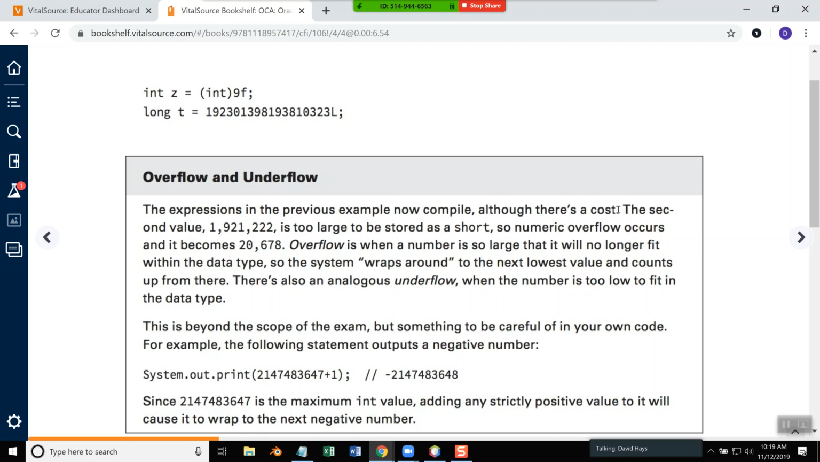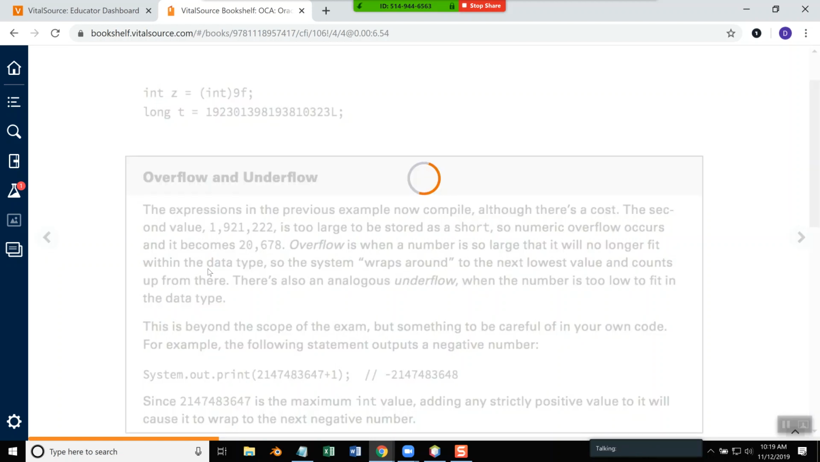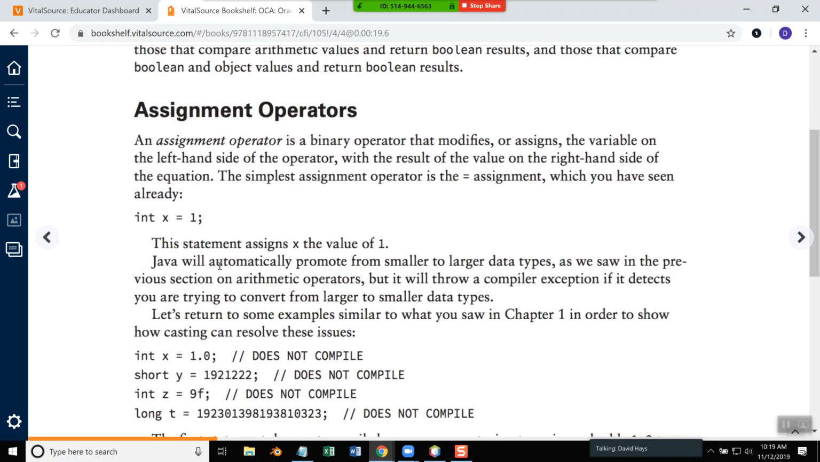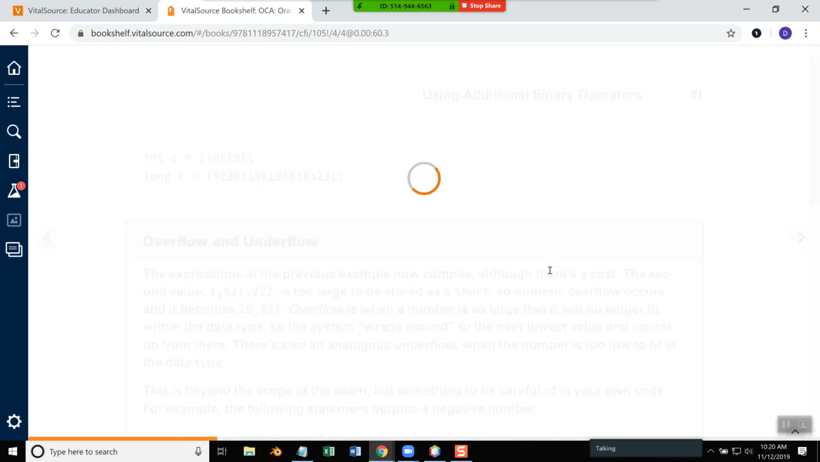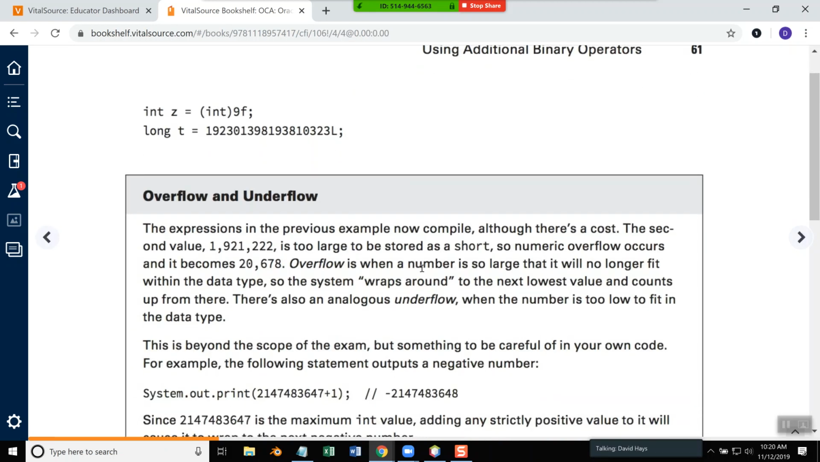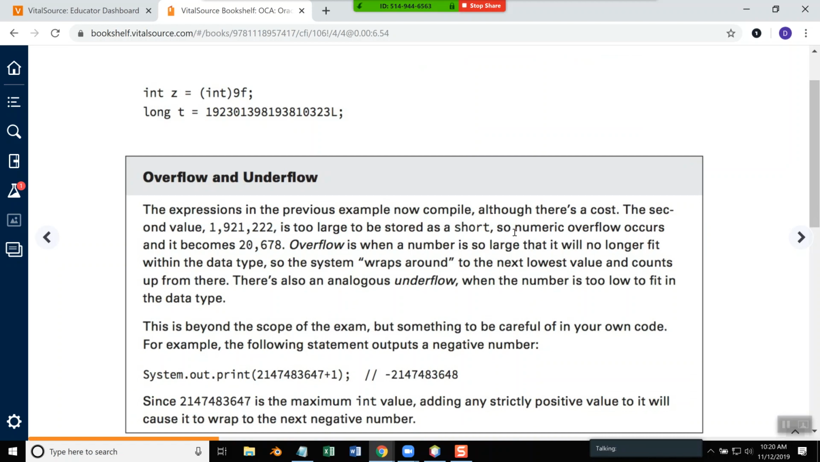Previous example, not compile those costs. The second value, 1,921,000. Okay, that's the one we're talking about. Is too large to be stored as a short. So numerical overflow occurs and it becomes 20,678. Overflow is when a number is so large it will no longer fit within the data type. So the system wraps around to the next lowest value and counts up from there.